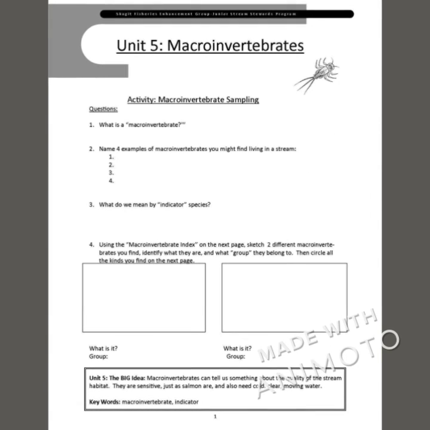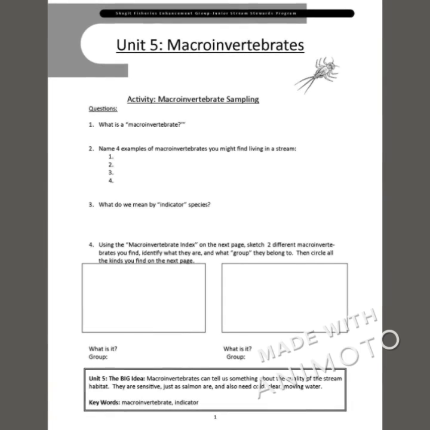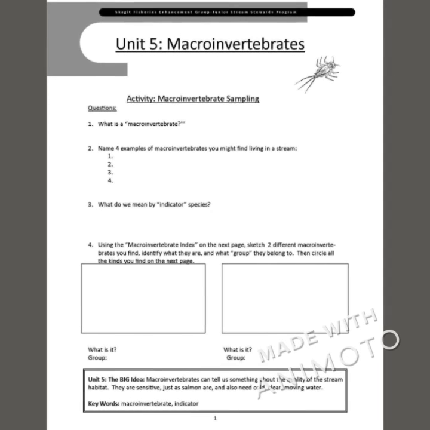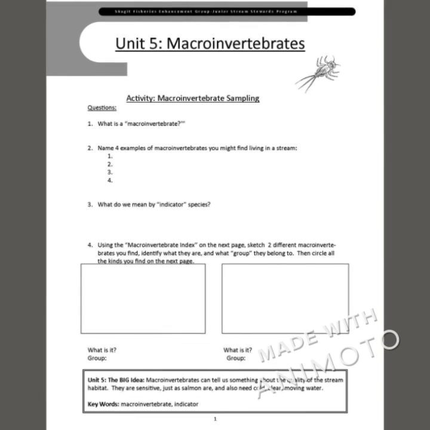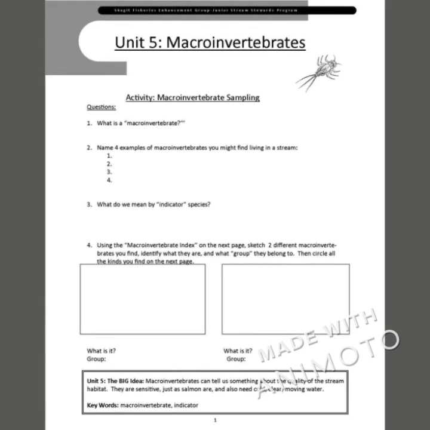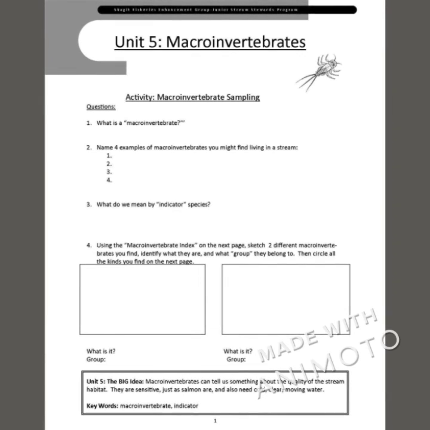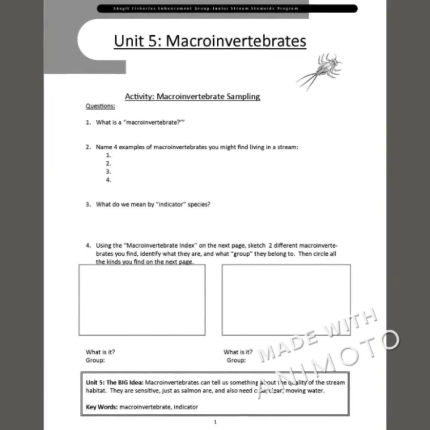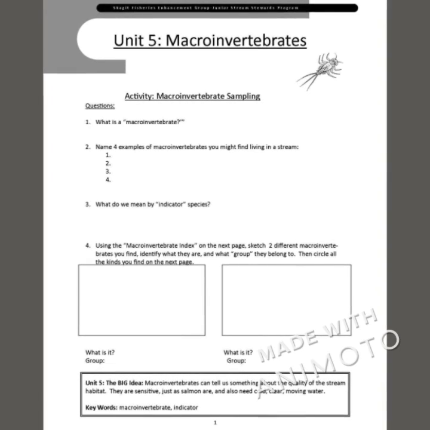Using the macroinvertebrates that Lucy found, as well as the second page of your worksheet, go ahead and address questions 2 and 4. Name 4 examples of macroinvertebrates that you might find in a stream, and then in question 4, use those visuals to go ahead and sketch some of the macroinvertebrates that you might see.